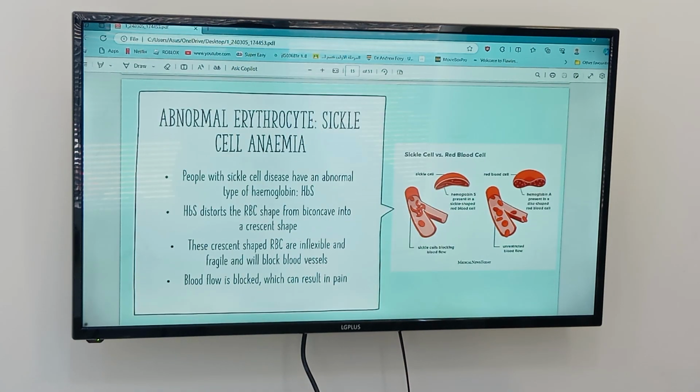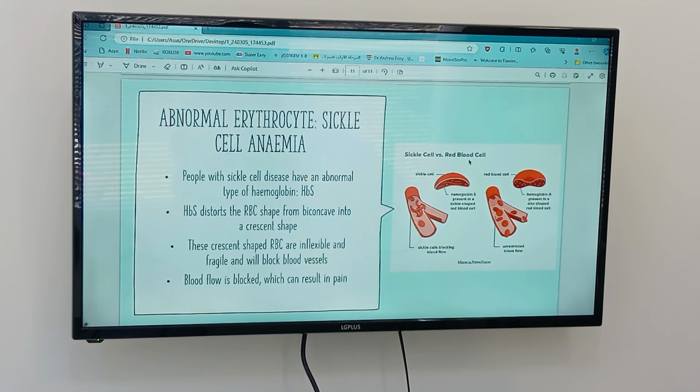Okay, we can study sickle cell anemia, the abnormal erythrocyte. People with sickle cell, look at this, the shape of the red blood cell will change to a sickle cell and become a crescent shape, like a moon.